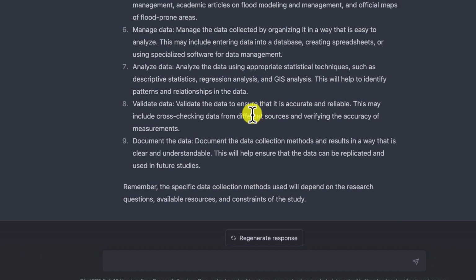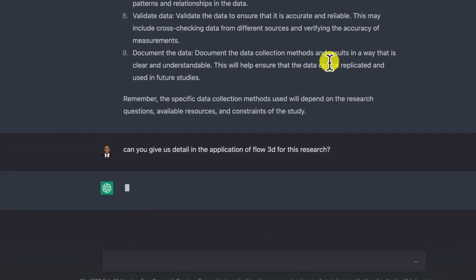So you can be very specific and say, can you give us more details about the use of Flow 3D in this research? For example, Flow 3D is another water resources software that you can use to write and develop models for water analysis and even flood mitigation measures. If you are very specific, it's going to be very specific also. Can you give us details on the application of Flow 3D for this research? So you can just be very specific with what you want, and it's going to be very specific in what it gives you.